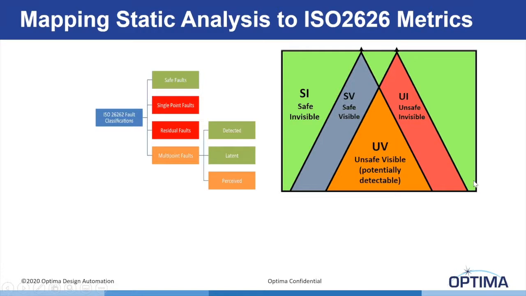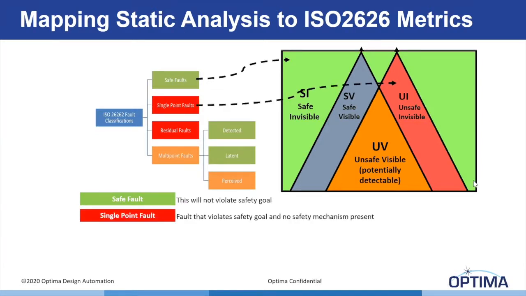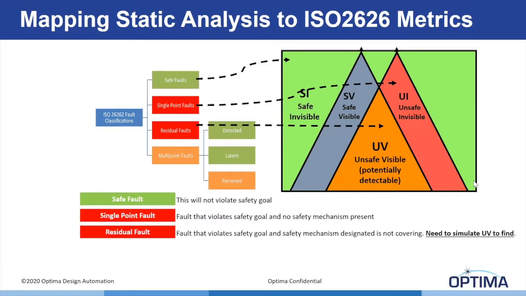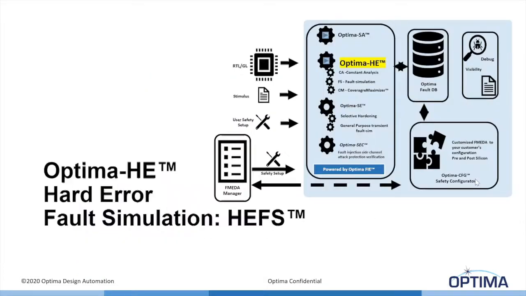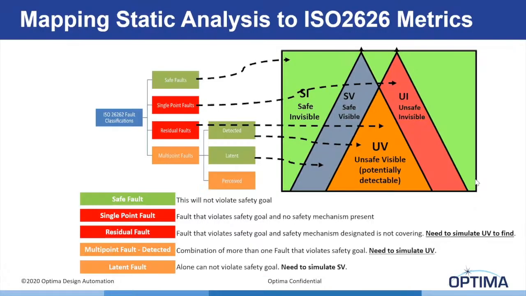How do you map static analysis results to ISO 26262 metrics? Safe faults as SI, single point faults as UI, residual faults as UV, which need to be simulated. UV to be found out, and detected also to the UV, and latent faults to SV. So in this way, you have straightaway mapping to the static analysis results. And you can take these results to the FMEDA manager as well.